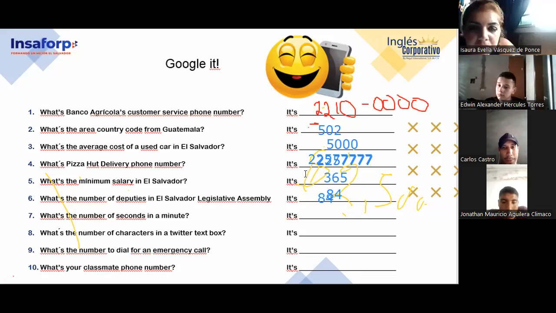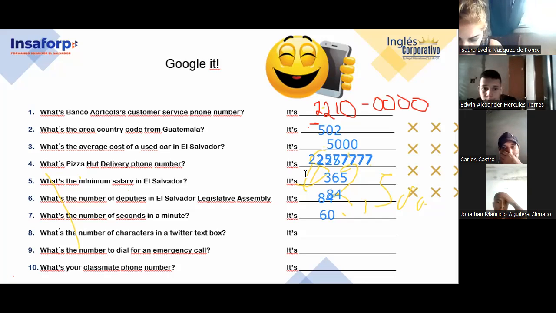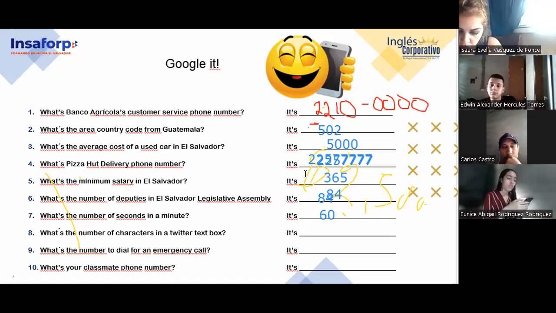Okay. Number eight. What's the number of characters in a printed textbook? How many characters can you type in a Twitter text? If you don't know, Google it. I remember they were 280, but now I think it is more, right? 280. All right, then you write it down, 280. There you are. What's the number to dial for an emergency call?